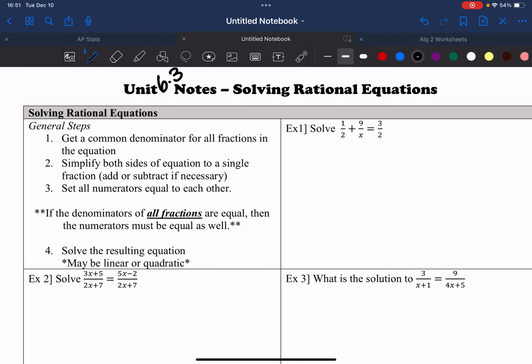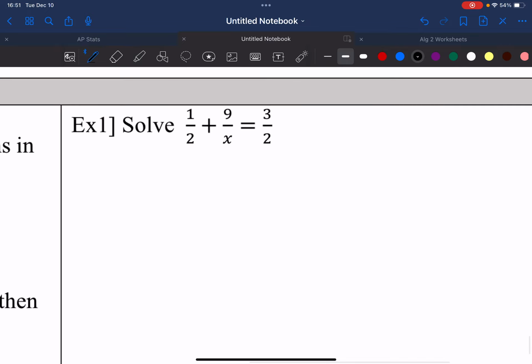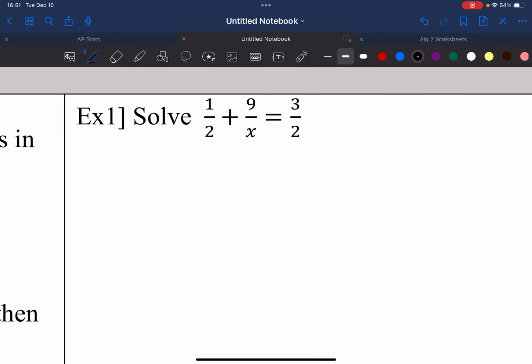Okay, this is 6.3 notes, solving rational equations. So looking at example 1, our goal here is to get one fraction equal to the other, meaning our first step is going to have to combine these two fractions by getting common denominators.